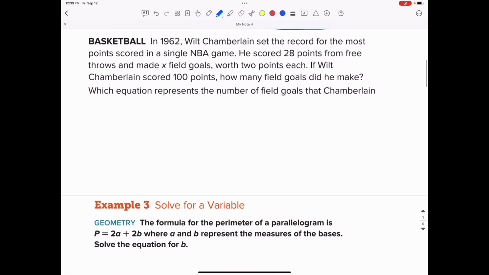Let's try another word problem. In 1962, Wilt the Stilt Chamberlain set the record for the most points scored in a single NBA game. He scored 28 points from free throws and made x field goals, worth 2 points each. If Wilt Chamberlain scored 100 points, how many field goals did he make? And it says, which equation represents the number of field goals that Chamberlain made?